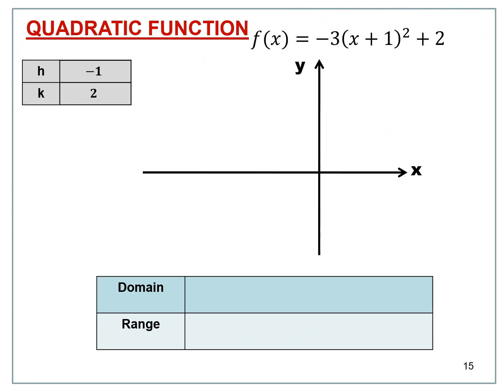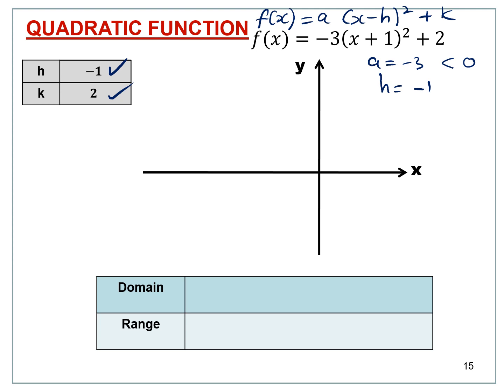Next example, f(x) equals negative 3 times (x plus 1) squared plus 2. So we write down the vertex form here, f(x) equals a times (x minus h) squared plus k. So a is negative 3, which is less than 0. You have a maximum point for this graph. So h is negative 1, right? k is 2, correct?